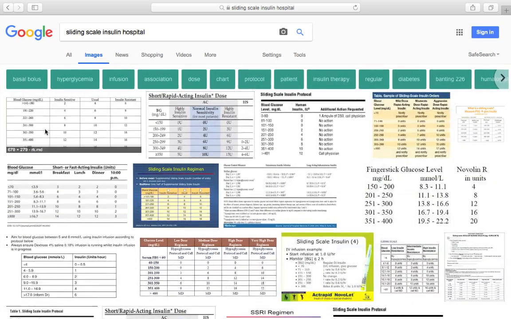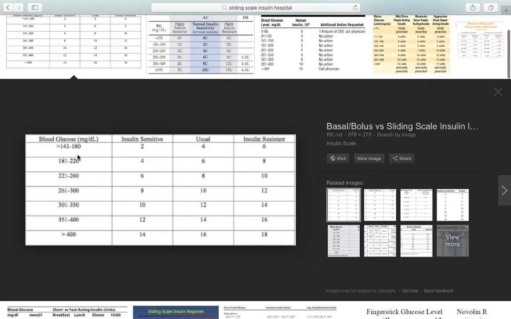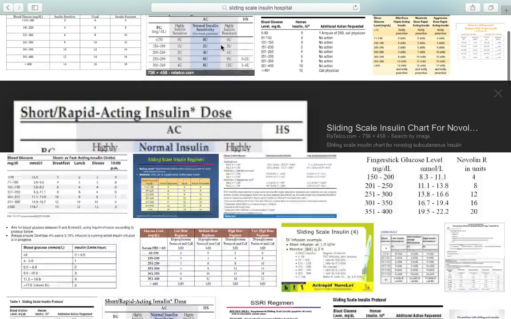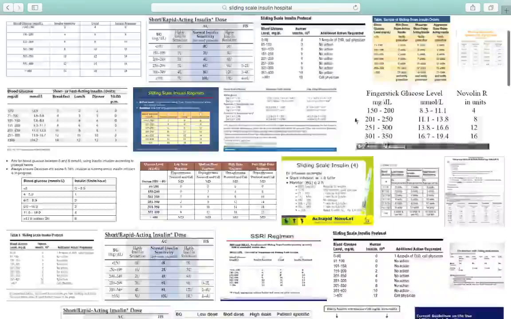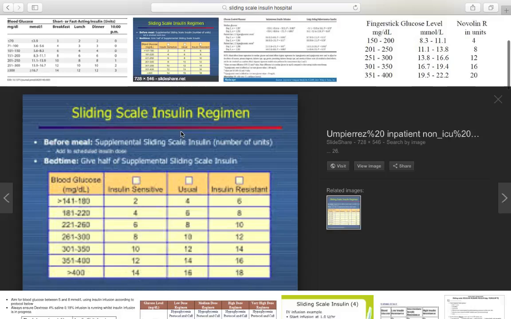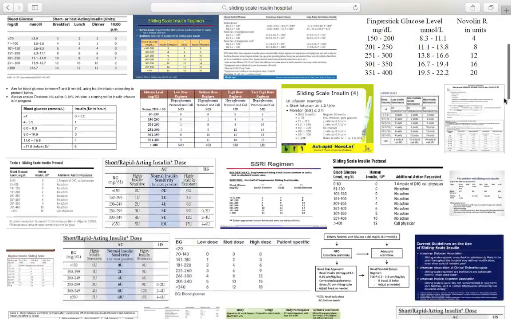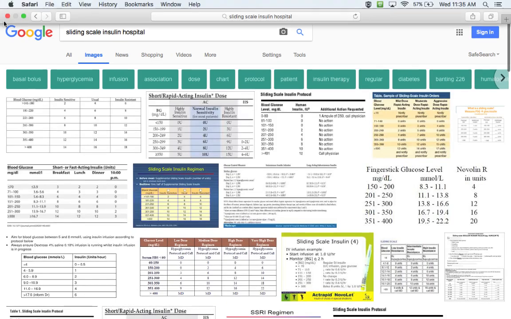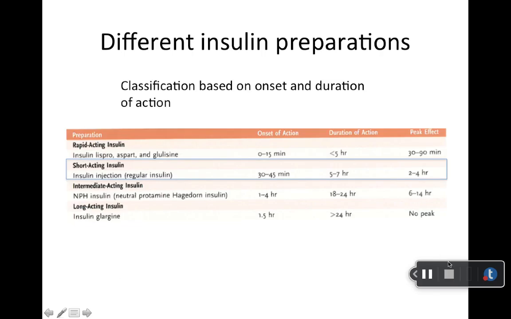So basically, do a quick Google image search and you can get an idea of some of these, and the hospitals will have these. This first one here depends on the blood glucose of the patient, and then they'll have different units of what they give. Most patients here will fall here. So with a blood glucose of 200, they get 4 units of short or rapid acting insulin. The specific insulin they use will depend on the hospital and the facility. So this is a visualization of what I was saying and what you might be seeing in your hospital rotations.